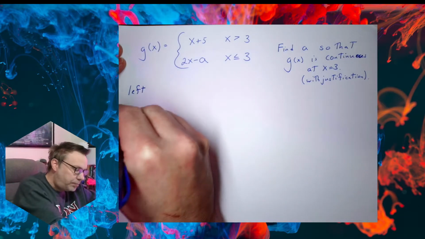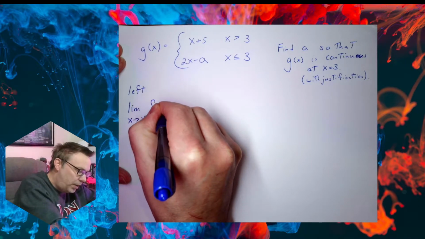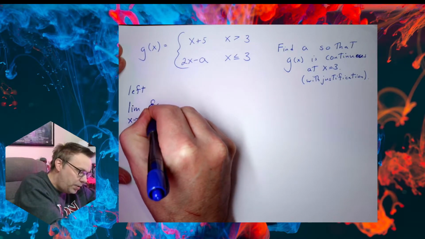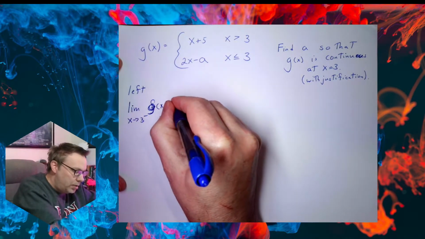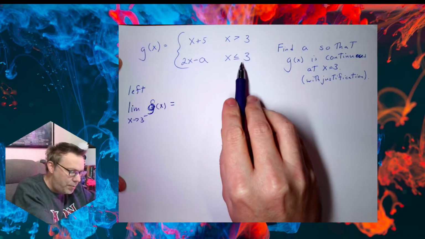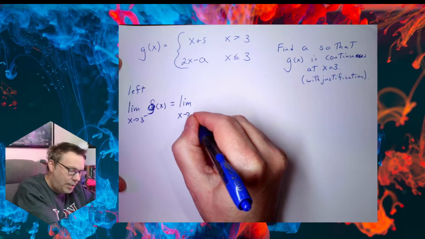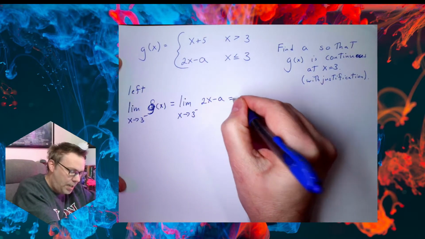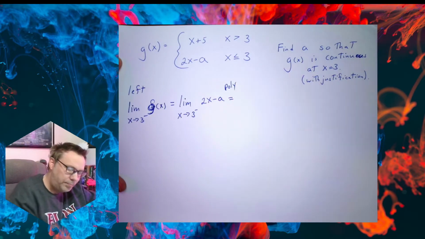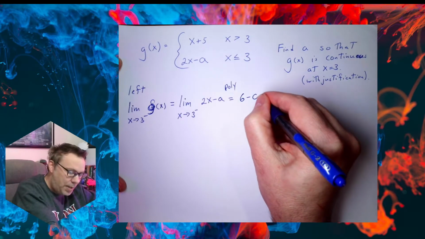Well, the left-hand limit is the limit as x approaches 3 from the left of my function. Whoops, not f of x, but g of x. Now, when x is less than 3, we're going to use the bottom rule. So I'm going to replace g of x with 2x minus a. Now, again, this is a polynomial, and I can plug in x equals 3 into this. So I wind up getting 6 minus a.